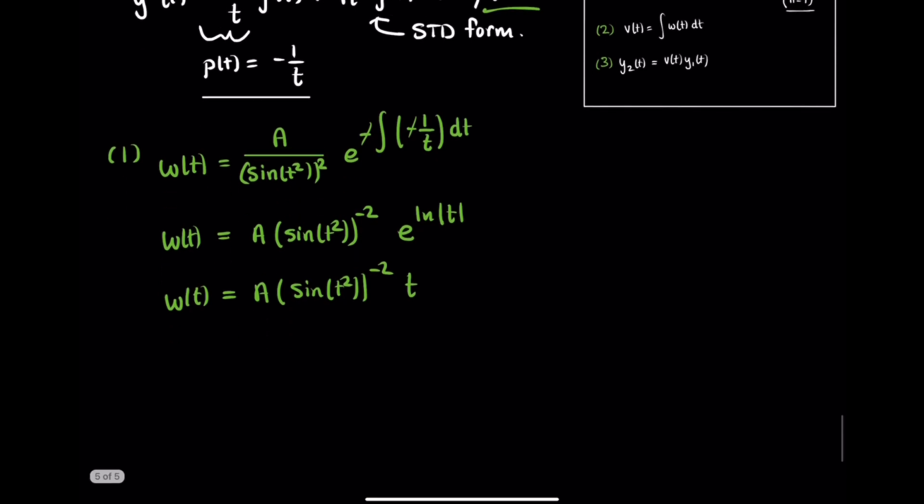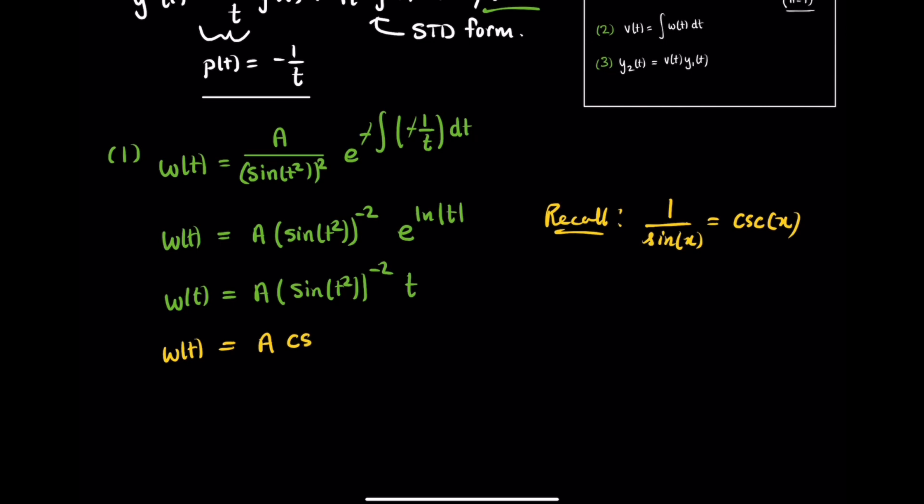Oh, and actually, just recall that when you have 1 over sine of x, this is cosecant of x. Okay, so I'm going to rewrite w of t as a times cosecant squared of t squared times t. All right, and that is your w of t.